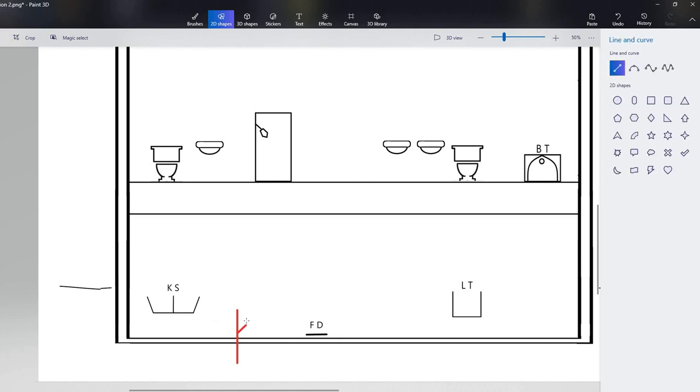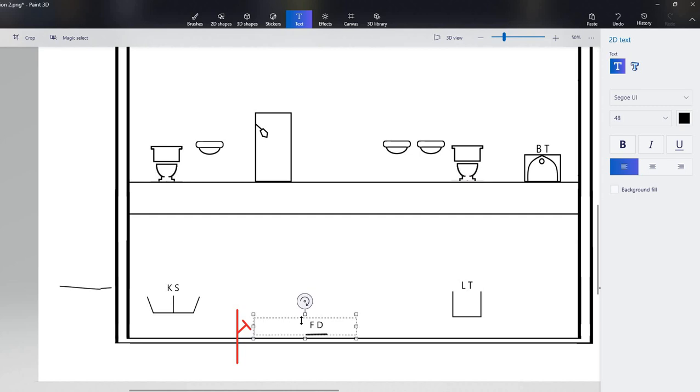I'm going to draw my clean out like so, and I'm going to label it clean out. This is a little too big for me, so clean out, like so. There you go. First step done. We have the base of our stack, with our clean out.